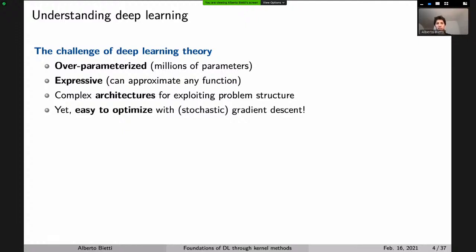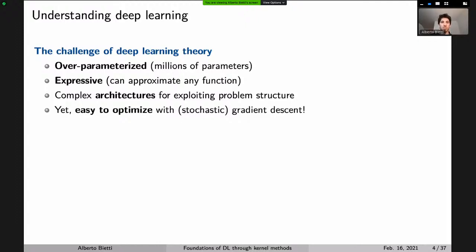The other thing is architectures seem to be essential, or at least all the successful applications of deep learning typically use some very advanced or well-designed architecture for the task. So how do we understand the benefits of the architecture? That's another question. And finally, there seems to be some easiness from optimization. So we can just use simple methods like stochastic gradient descent, and yet we find decent models or good models that generalize well.